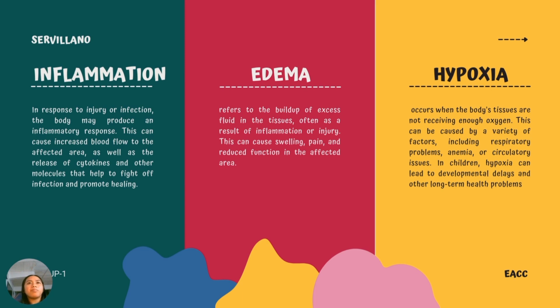Next is the hypoxia. It occurs when body's tissues are not receiving enough oxygen. This can be caused by a variety of factors, including respiratory problems, anemia, or circulatory issues. In children, hypoxia can lead to developmental delays and other long-term health problems.